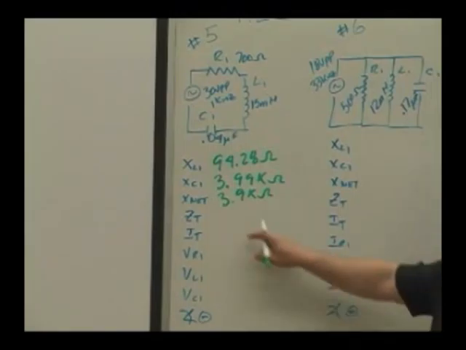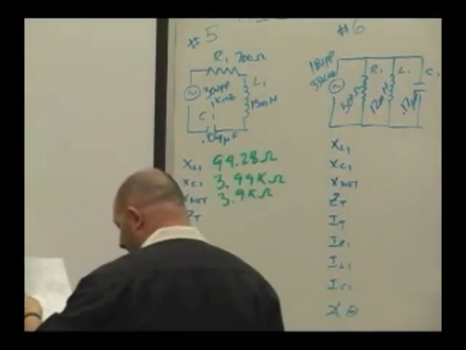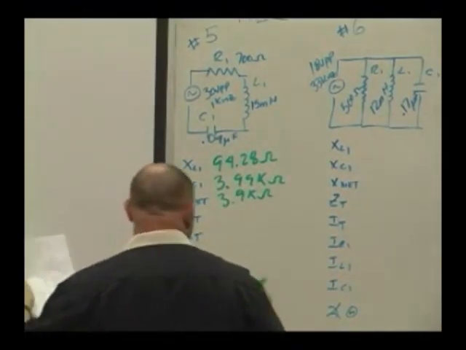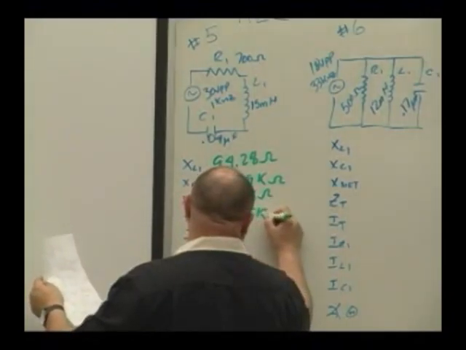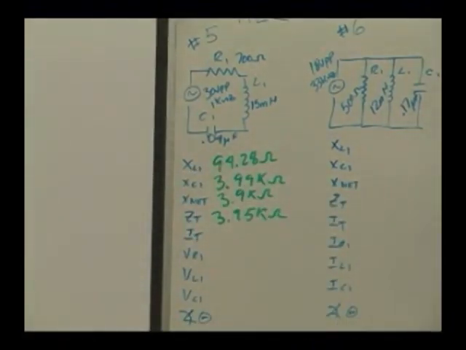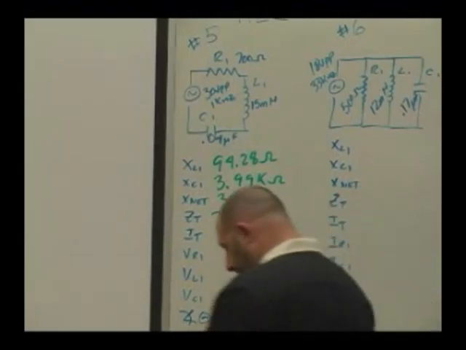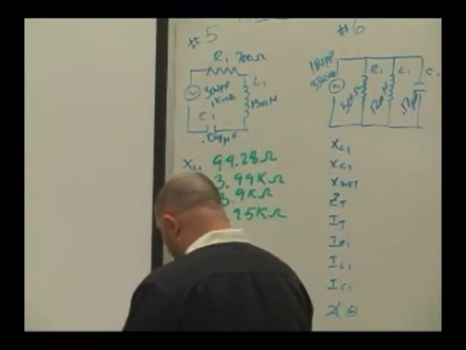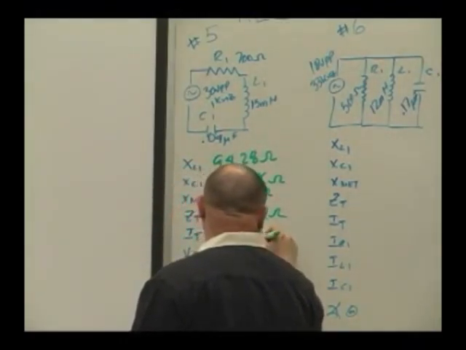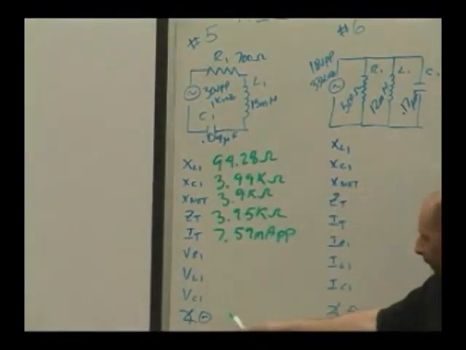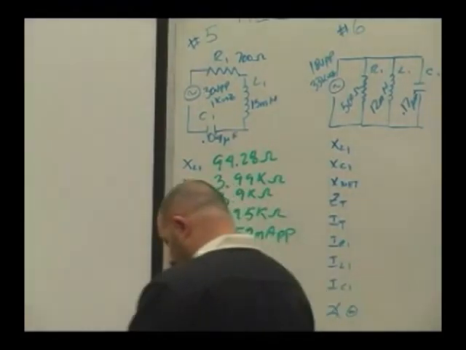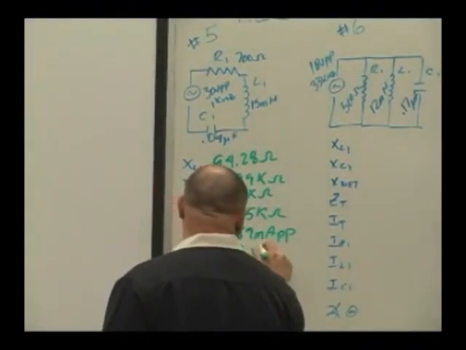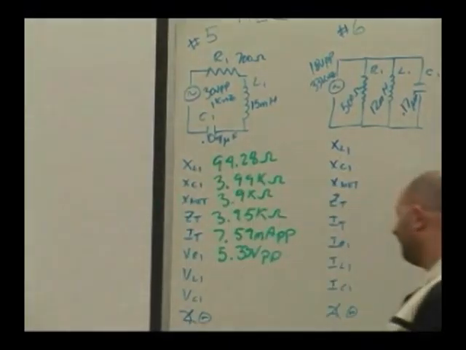Okay. Z total, next, Mr. Kelly. 3.95 k ohms. And I got 3.96, close enough. 3.9596, and it's not that big of a deal. I total, 7.59 milliamps peak to peak. Good. Ohm's law to find these voltage drops. VR1, next. VR1 is 5.33 volts peak to peak. All right, I'll buy it. 5.33 volts peak to peak, that's pretty good.